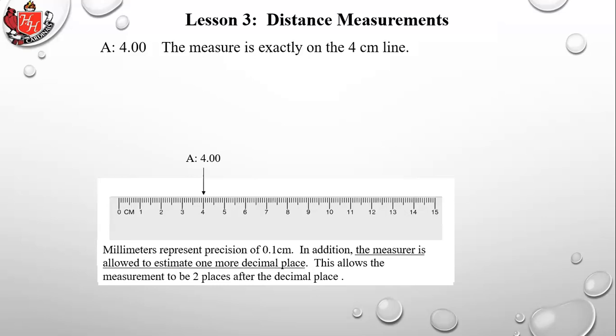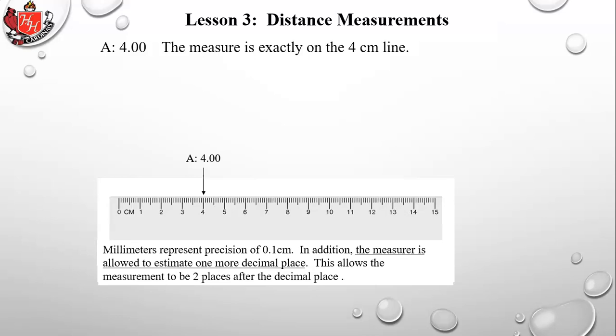In this case, you're seeing that it doesn't fall in between anything. It falls exactly on the 4. So it's 4 point, and then the first digit is millimeters, and then the second digit is the estimate digit, that you think it's somewhere in between 2 millimeter measures. You can't tell for sure, or you can see for sure, but you can't tell exactly what the number is because there's no smaller markings than millimeters. But you kind of make an estimate, okay? And that is legal in science. In fact, it's the proper way to take a measurement. This allows the measurement to be 2 places after the decimal.